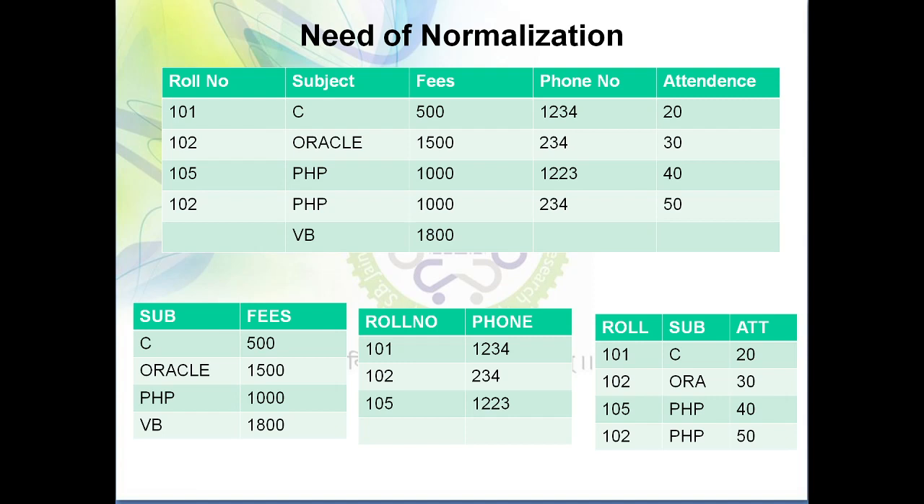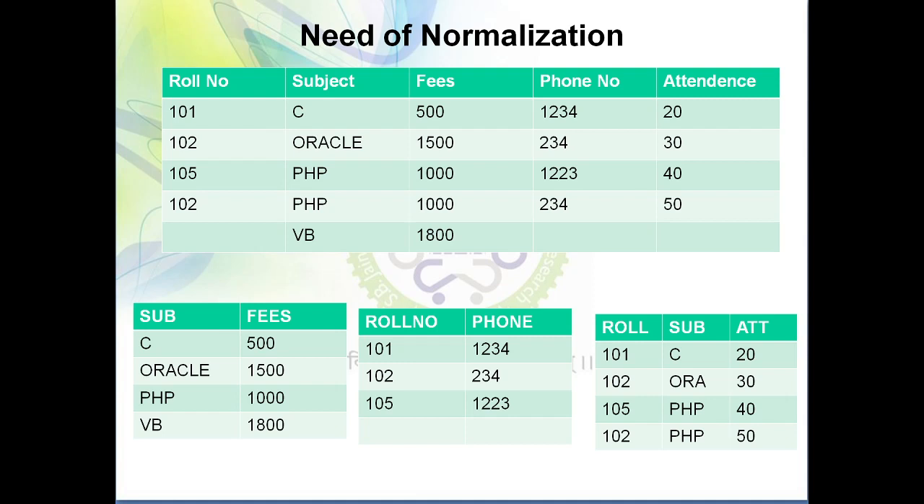Now the third problem is the updation problem. In the earlier case we saw that we needed to update twice in the 2 rows. But in this case, suppose I want to change the phone number of a student having roll number 102, by updating only 1 row my problem gets solved. So in this case insertion, updation and deletion, all these problems get solved, and just because of this the inconsistency problem also gets solved. And this is the process of normalization.